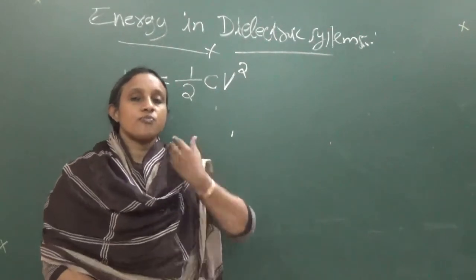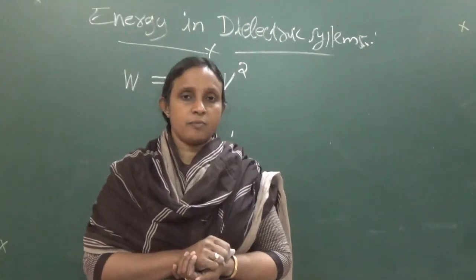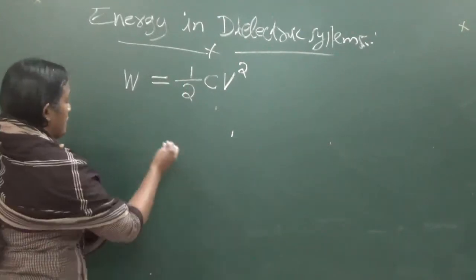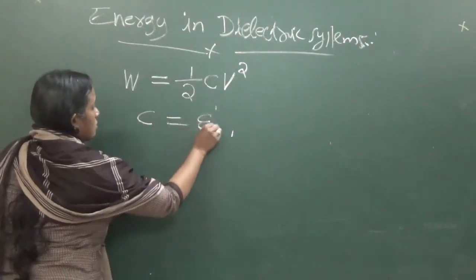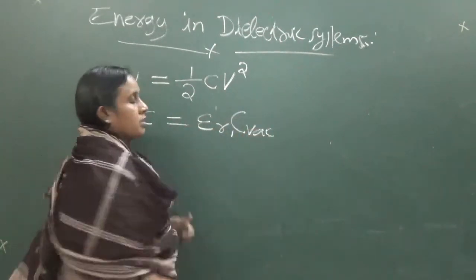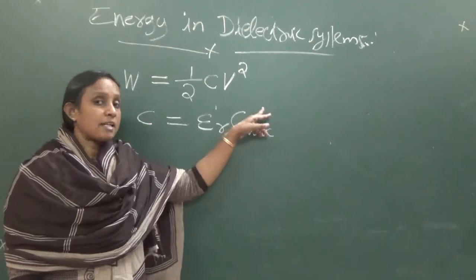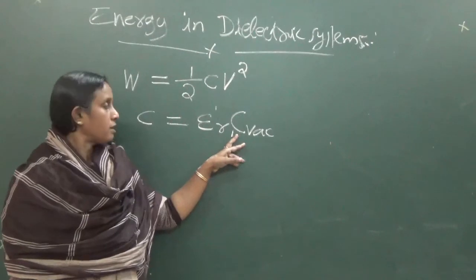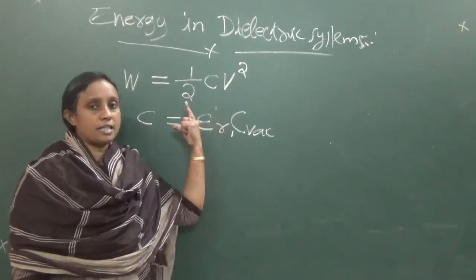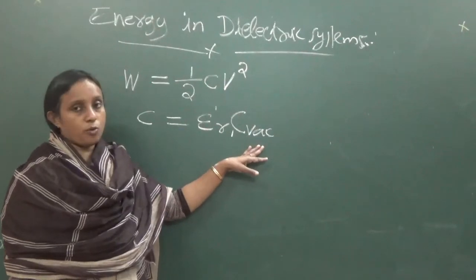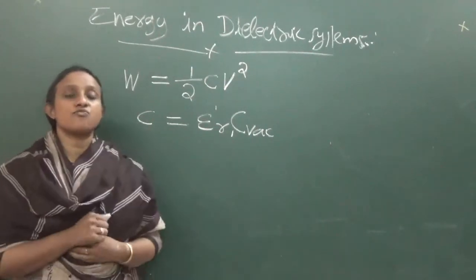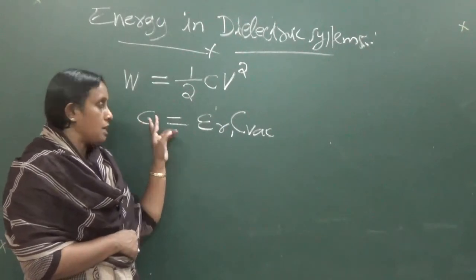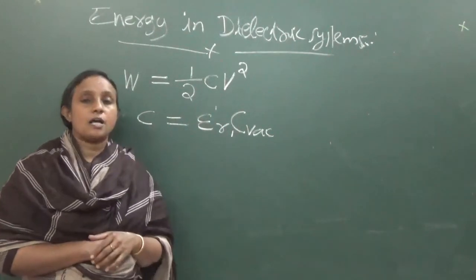Now, if the capacitor is filled with a dielectric, then the capacitance is increased by a factor epsilon r, where C vacuum is the capacitance in vacuum. So epsilon r times the capacitance in vacuum gives the capacitance of the dielectric-filled capacitor. The capacitance of a dielectric-filled capacitor is increased by a factor epsilon r.